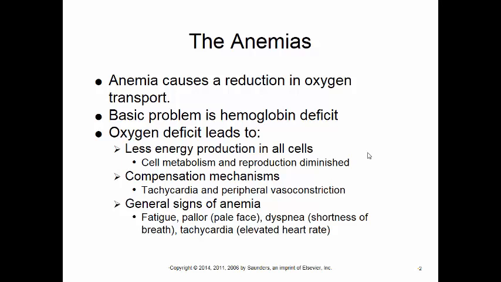Overall we see systemic symptoms where there's less energy in all cells, so their cellular metabolism and production is diminished. We try to compensate by increasing our heart rate, which is tachycardia, and also we might have peripheral vasoconstriction. The general signs include fatigue, pallor, pale face, dyspnea, which is shortness of breath, and tachycardia, which is elevated heart rate.